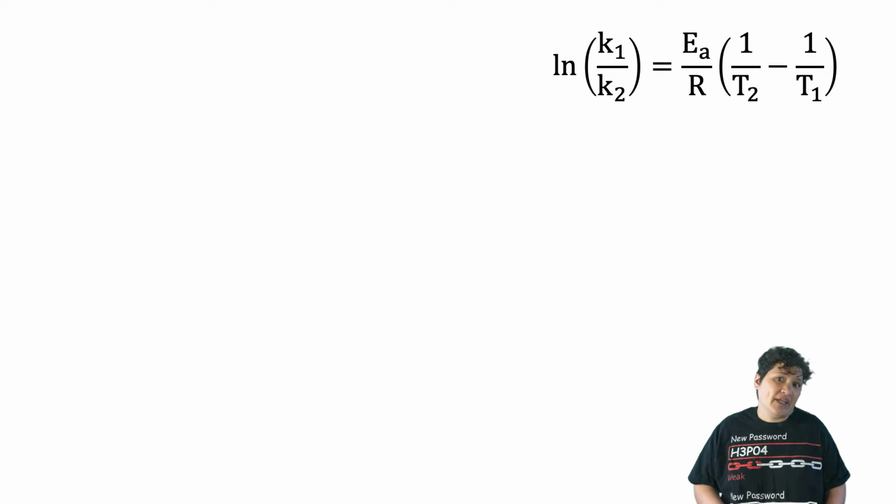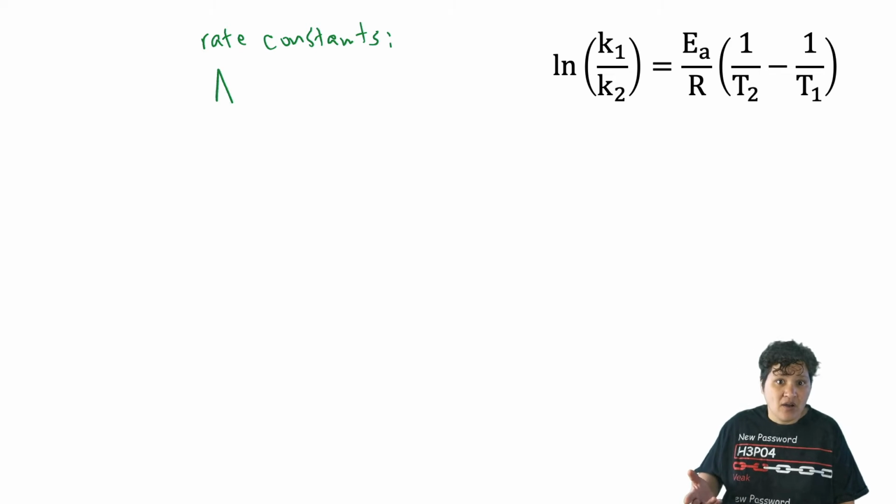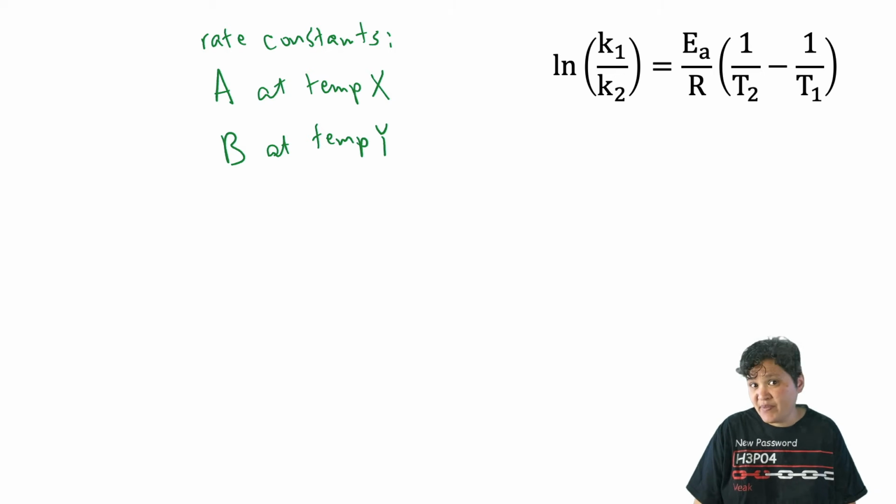Let's say we're examining rate constants for a reaction at 2 different temperatures. At temperature X, our rate constant is A. At temperature Y, our rate constant is B.